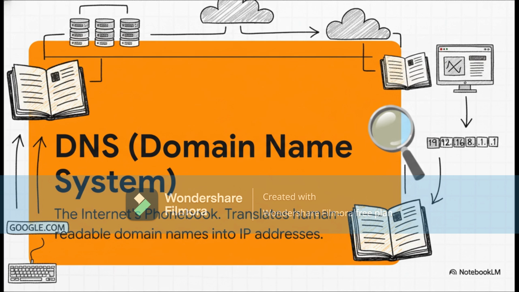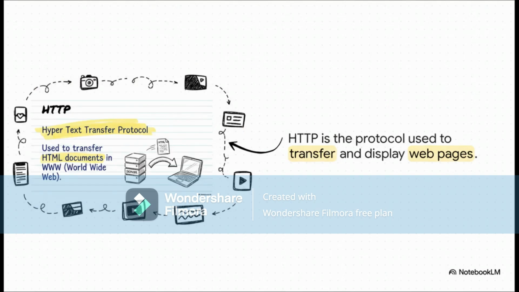And honestly, the best analogy for this is to just call it the internet's phone book. It's that simple. You look up a name you can remember, like google.com, and DNS finds the right phone number, the IP address, that your computer needs to make the call. So once your browser has that address, it uses another protocol, HTTP, to do all the heavy lifting. HTTP stands for Hypertext Transfer Protocol, and its job is to go out and grab all the pieces of the website, all the text, the pictures, everything, and bring them back to display on your screen.